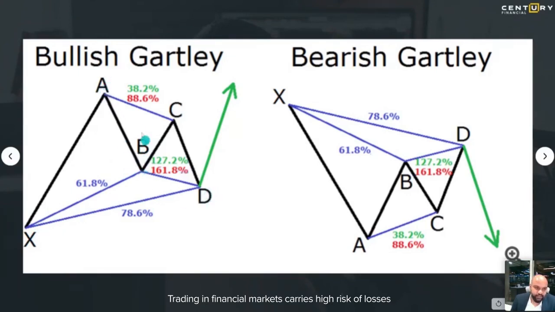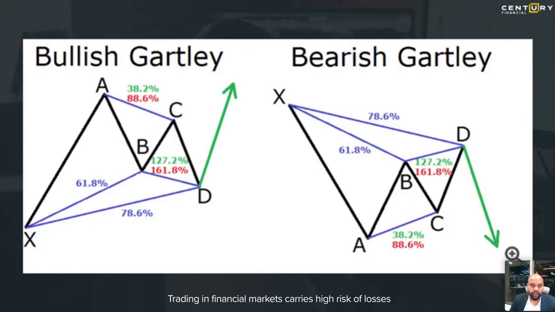So once B is confirmed, you draw a Fibonacci from A to B and expect the prices to move back up, and this upside movement should be between 38.2 and 88.6. Again, these are other Fibonacci numbers. 61.8 is the golden ratio. You divide your first number with your second number, you get 61.8. You divide your first number with your third number, you get 38.2. 88.6 is basically the square root of 61.8.